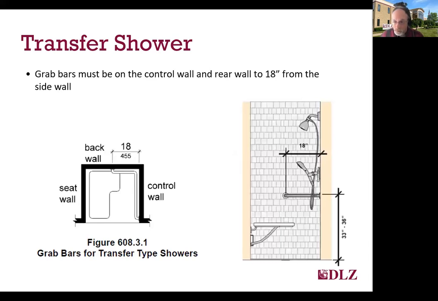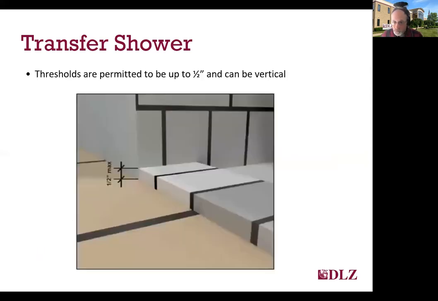Grab bars, again, are required to be provided on both the control wall and the rear wall to 18 inches from the control wall, essentially in an L configuration. And this is an area where you may have a slight overlap between the rear grab bar and an L-shaped seat, which I'll talk about here in a minute.